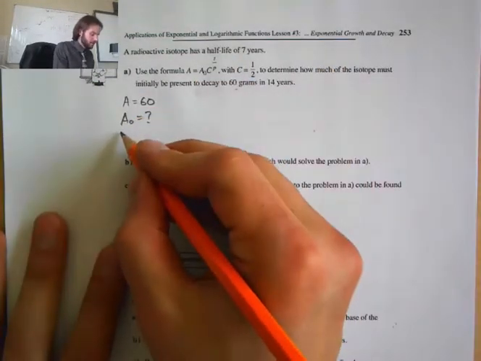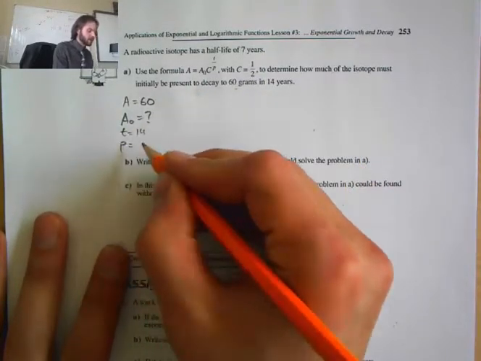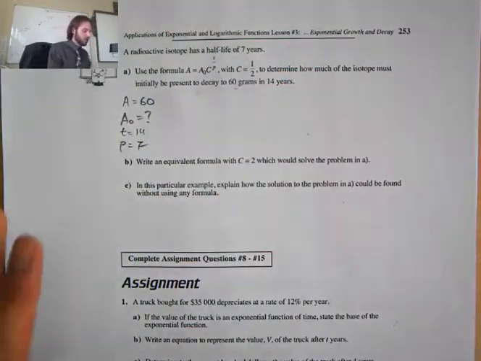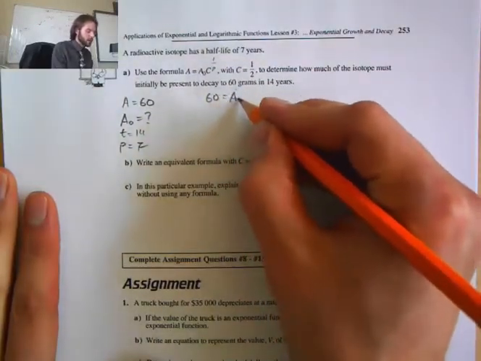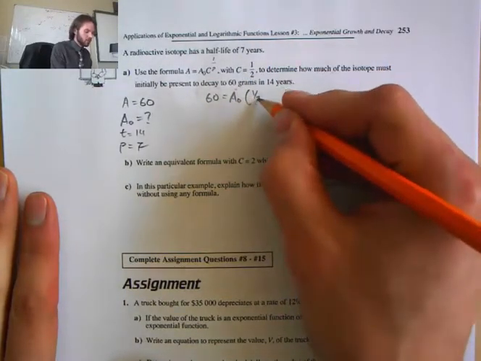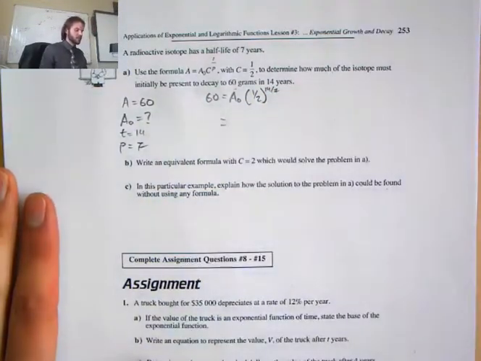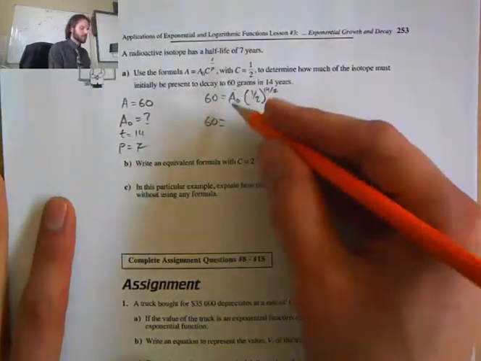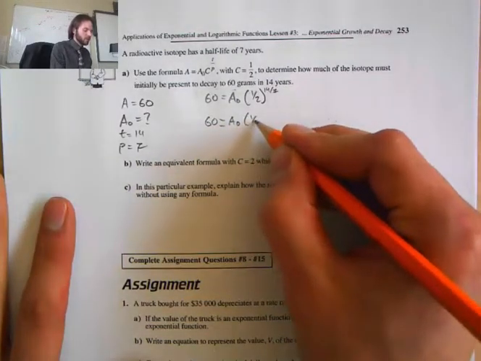We know my time is equal to 14. We know my period is equal to 7. And we know C is 1/2. So let's take a look at this. We're going to have 60 is equal to A naught multiplied by 1 over 2, all to the power of 14 divided by 7. So that's going to be 60 is equal to A naught times 1 over 2 to the power of 2.